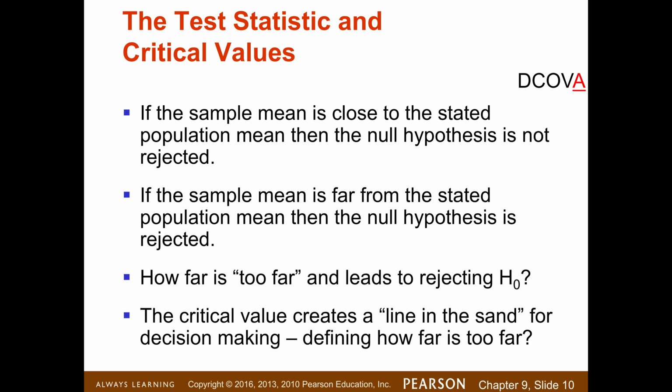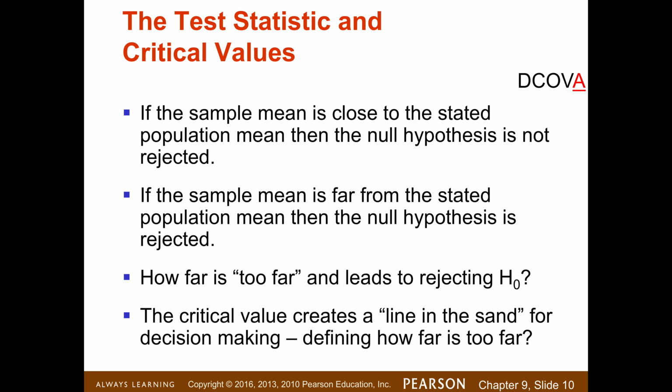Now, how do we make these decisions? There are two ways I'm going to teach you. The way I'm looking at right now is called the test statistic and critical value approach. There's another approach I'm going to teach you, which is much easier, called the test statistic and p-value approach. So again, two ways we can do these problems. They end up giving us the same decision.